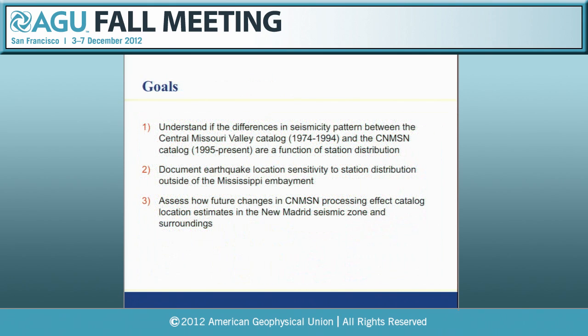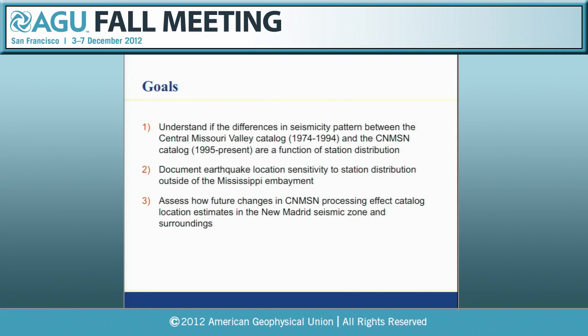So the goal of this study is to understand if differences in seismicity pattern between the Central Mississippi Valley catalog, so that's what I'm calling that catalog from 1974 to 1994, and the Cooperative New Madrid Seismic Network catalog, so 1995 to the present, are a function of station distribution. If losing those stations north of the Mississippi embayment really changed our view of seismicity rate north of the embayment. We're also going to document earthquake location sensitivity to station distribution. So we're going to do jackknife testing to see what stations are most important in that area.